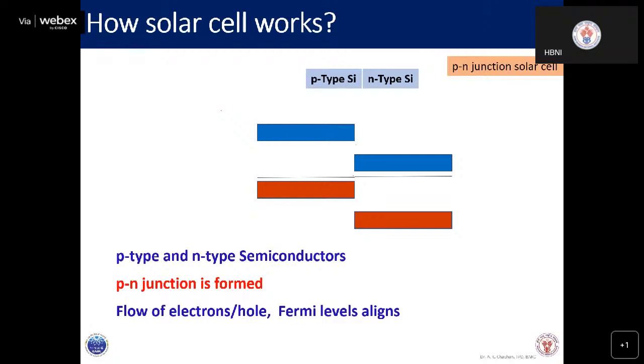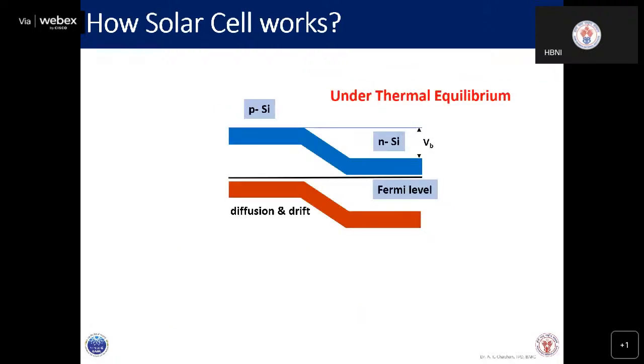Because of this diffusion, a built-in potential will be developed, and there will be drift and diffusion. Both the processes will take place, and under thermal equilibrium, you have this kind of situation where, between the p-type semiconductor and n-type silicon, there is a small area where the band will be like this, and this will be the Fermi level. Now this we can consider as a solar cell.